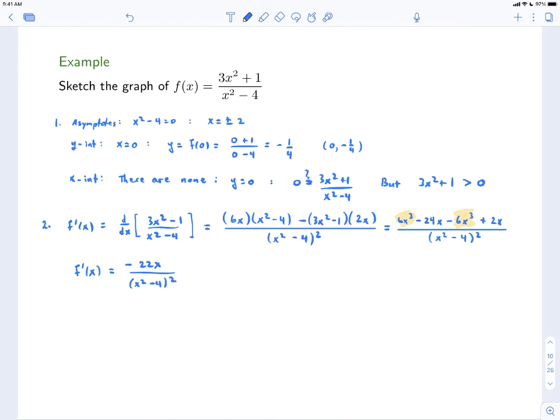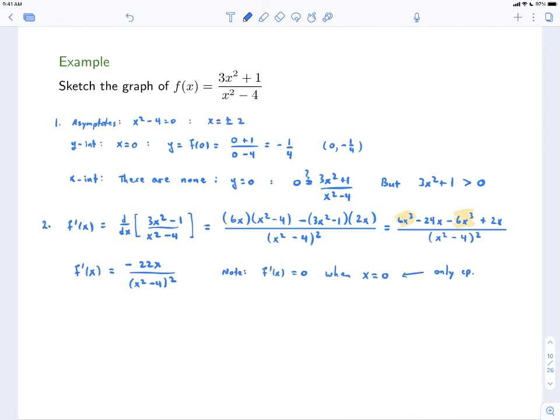We need to determine when this is equal to 0 or when it doesn't exist. It doesn't exist when you're dividing by 0, but that's precisely when x is equal to 2 or negative 2, and those aren't points on the graph anyway, those are the vertical asymptotes, so we don't need to consider that. We only need to consider when this is equal to 0. So we note f prime of x is equal to 0 when x is equal to 0. So x equals 0 is our only critical point.